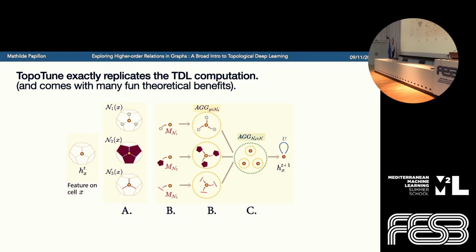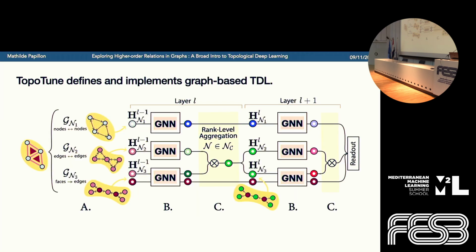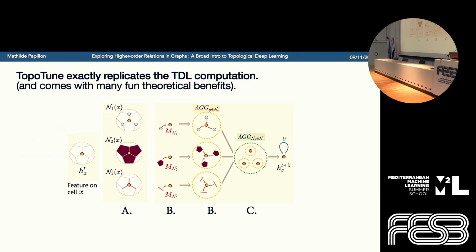And I just want to point out that this is an exact replication of what a topological neural network does. So steps A, B, C are fully equivalent mathematically to these steps portrayed in a traditional topological neural network, which is really exciting because it means that we get to keep all the very fun theoretical benefits of TDL. We are not sacrificing anything by using GNNs. So that's really exciting.